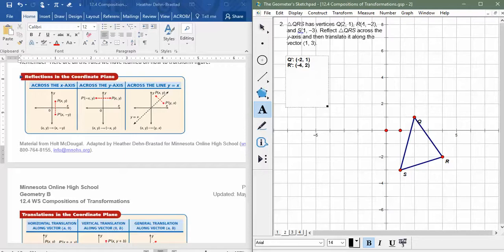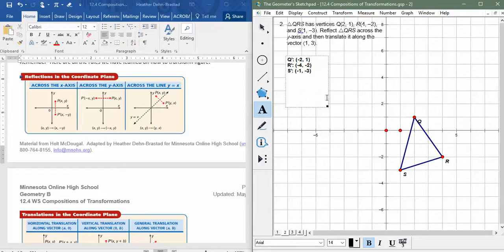Wait, I did that backwards. You switch the x-coordinate and leave the y-coordinate the same. If you ever have a negative and you need to take the opposite of it, it would be positive. But in this case, all of my x-coordinates were positive, so they will all become negative. And then this would be -1, -3.